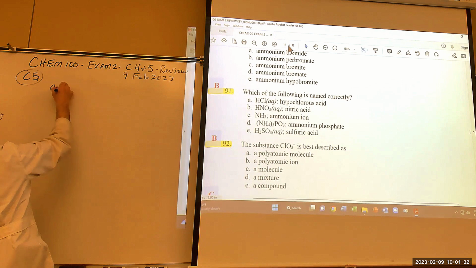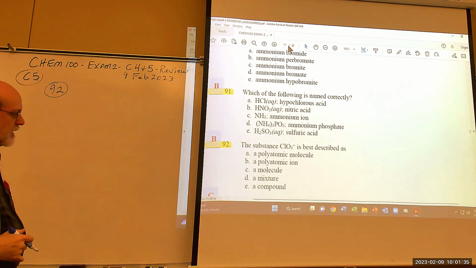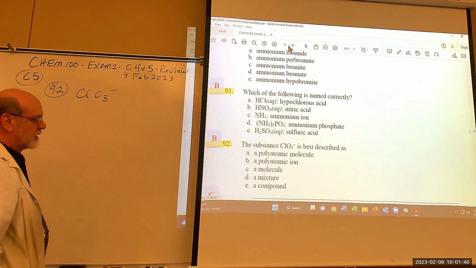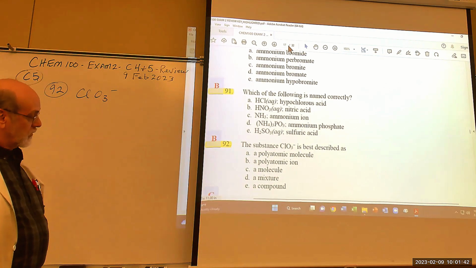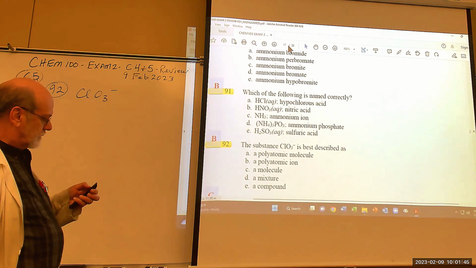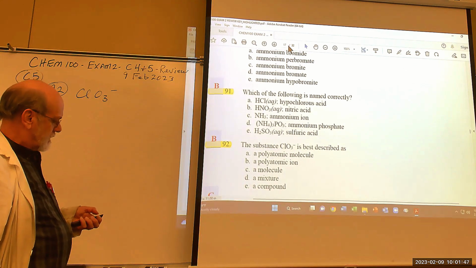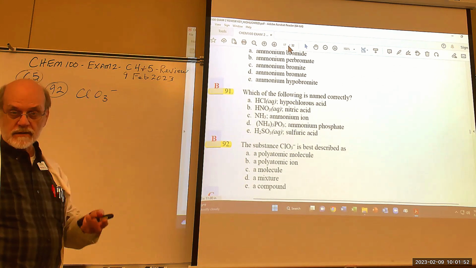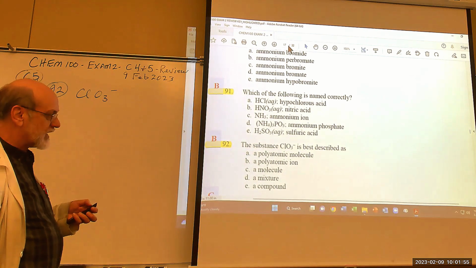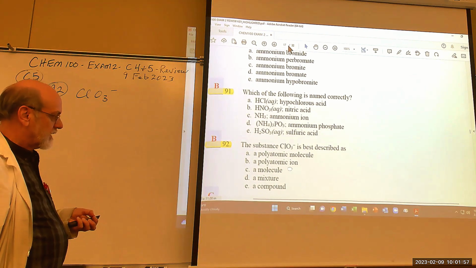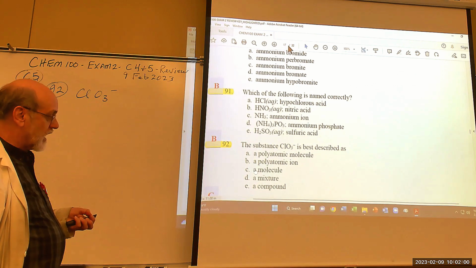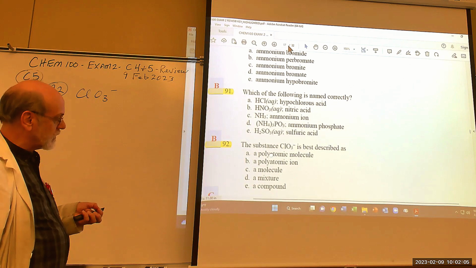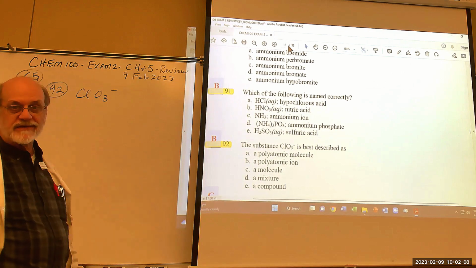92. The substance ClO3 minus is best described as what? Well, look at our choices. It's not a compound because all compounds are neutral. So it's an ion, some kind of ion. It's not a mixture. It's not a molecule. So it's either, and it's not a molecule here, so it's got to be this one. It's a polyatomic ion.